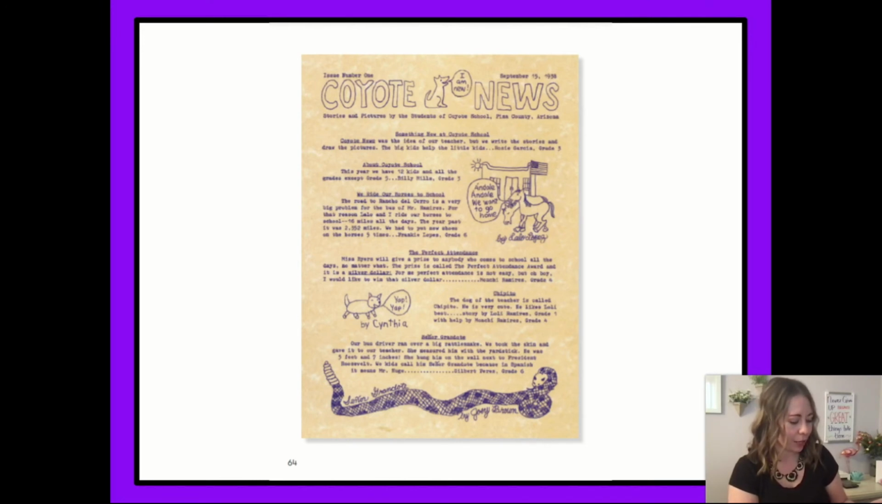Our bus driver ran over a big rattlesnake. We took the skin and gave it to our teacher. She measured him with the yardstick. He was 5 feet and 7 inches. She hung him on the wall next to the President Roosevelt. We kids call him Señor Grandote because in Spanish it means Mr. Huge. Gilbert Perez, grade 6.